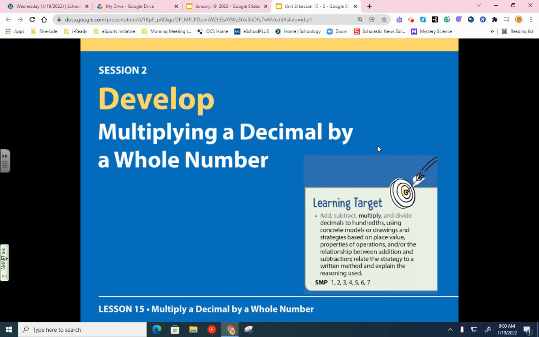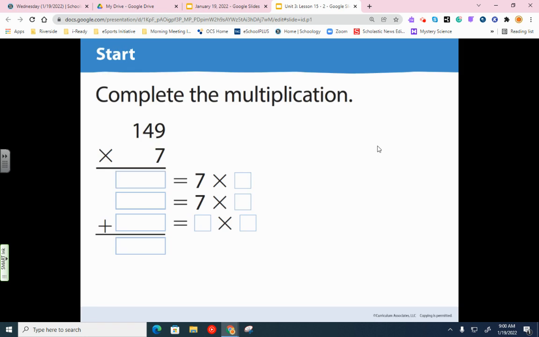All right, so we're continuing with multiplying decimals by a whole number, and we'll jump right in with a warm-up that just reintroduces general multiplication. This is not really the way I'd want to show it, but I'm going to show this one of two ways. I'm going to split this in half here.